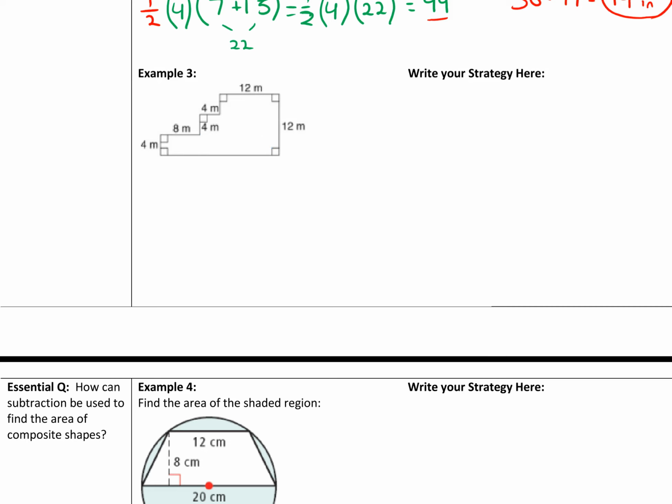Either way, pick a strategy that you think would work for this figure, and I want you to come up with the area of this composite figure. I will say that you are looking for an area of 208 meters squared. So if you didn't get 208 meters squared, you might have done something incorrectly. So check your work for each step. But either way, you should have work shown for several different shapes here. We'll go over this one as a class once you are done trying it on your own.